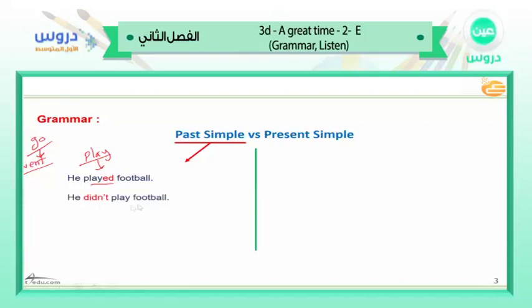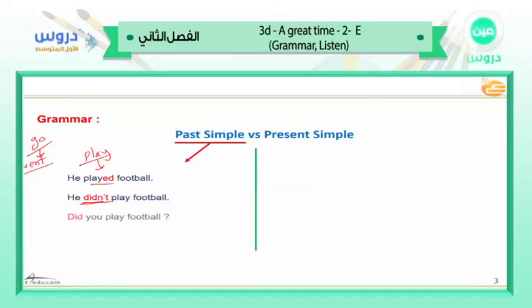He didn't play football. This one is a negative sentence. This one is an affirmative sentence, and this one is a negative sentence. Very easy. You know what we have to do? We have to add didn't. Can you see this one? This one is didn't. He didn't play. He didn't write. He didn't sleep. He didn't eat.